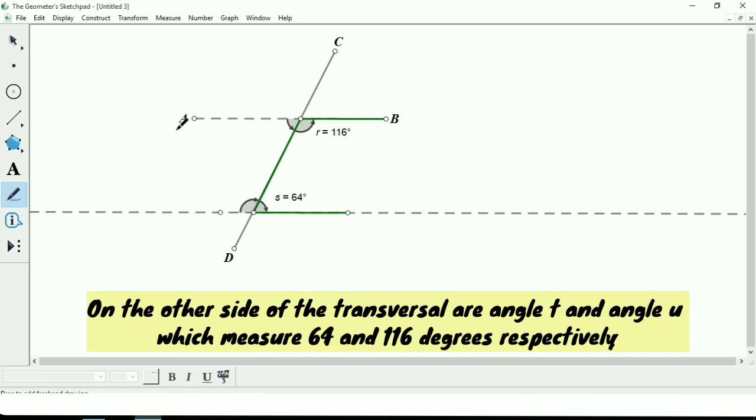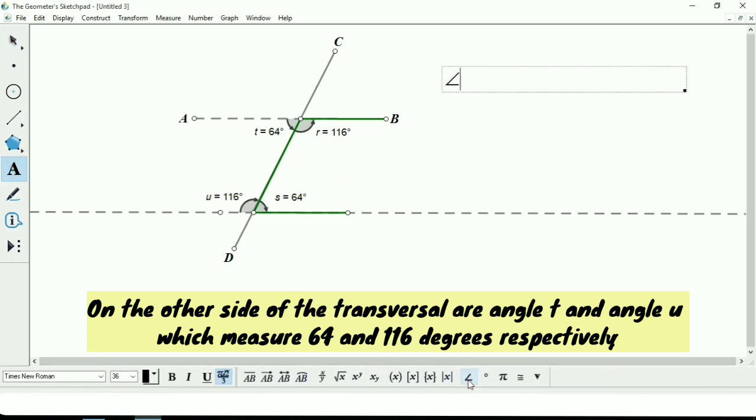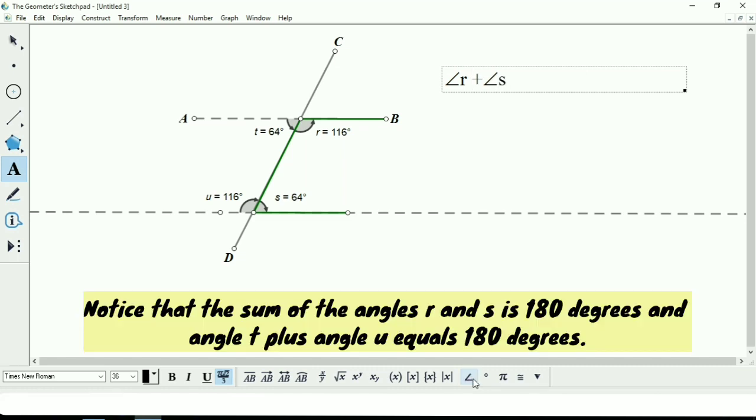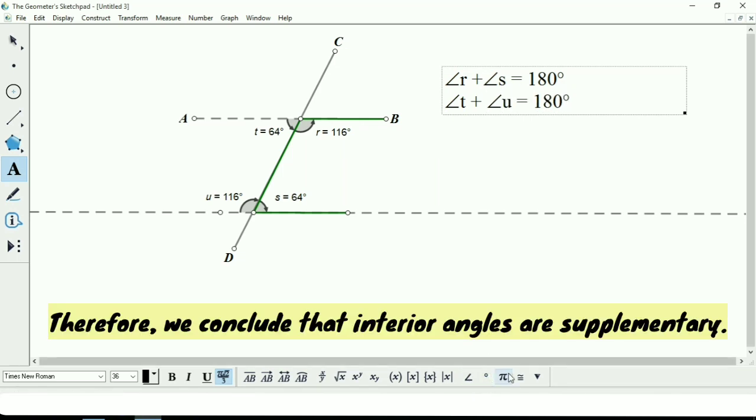On the other side of the transversal are angle T and angle U, which measure 64 and 116 degrees respectively. Notice that the sum of the angles R and S is 180 degrees, and angle T plus angle U equals 180 degrees. Therefore, we conclude that interior angles are supplementary.